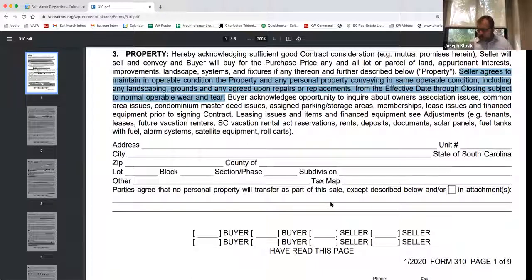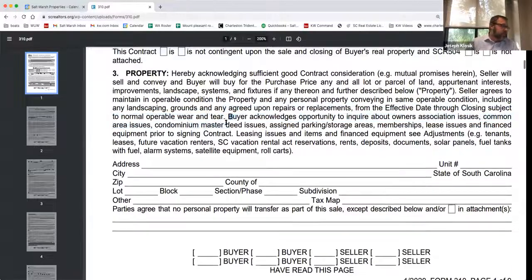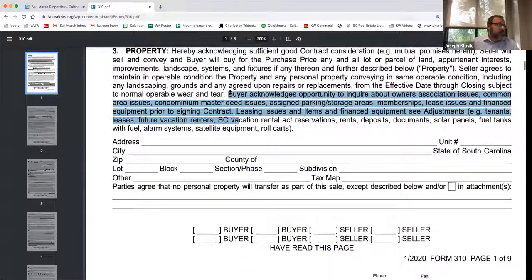The next part, which I'd imagine, and I'm on the forms committee this year with SCR, I'd imagine this is going to come up. HOA, as it's written in the contract, it's currently stating that the buyer has acknowledged the opportunity to inquire about owners association issues, common area issues, condominium master deed issues, assigned parking storage areas, membership, and so on, prior to signing the contract.